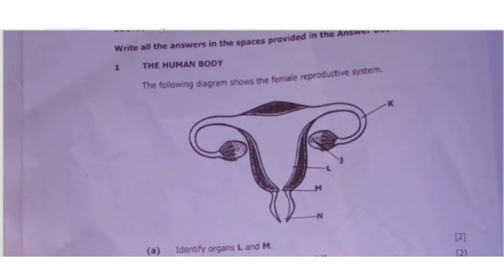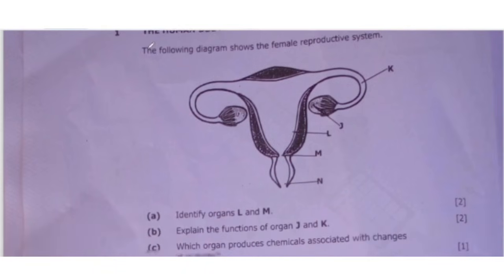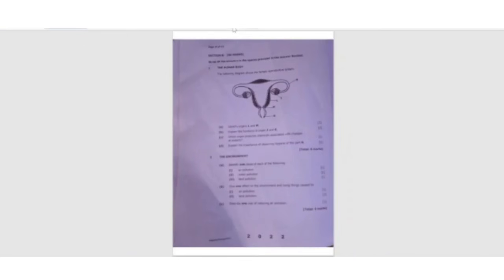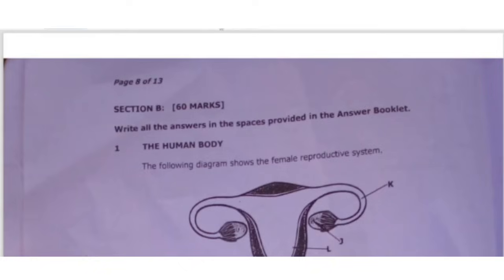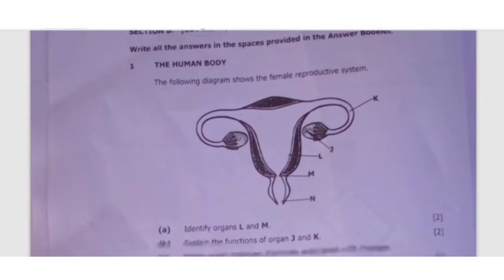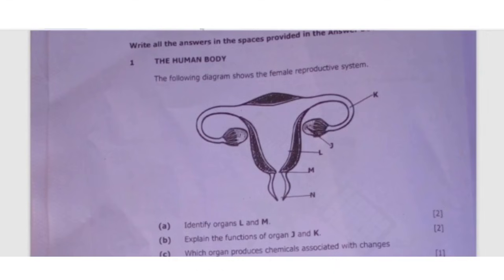Let's go to question number 1 of section B. Question number 1 of section B was coming from the human body. So this is the question that came. What you need to do is just study the questions. I'm going to zoom in a bit so that we are able to see the questions and the diagram.